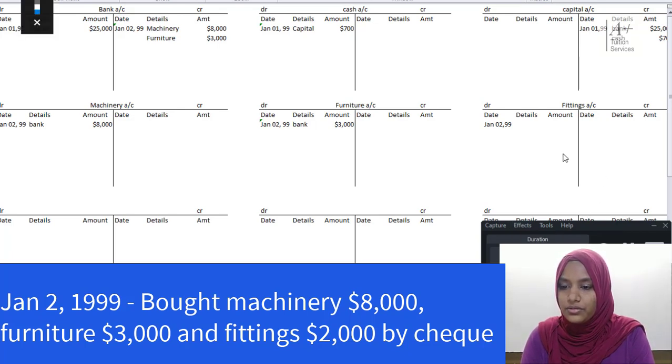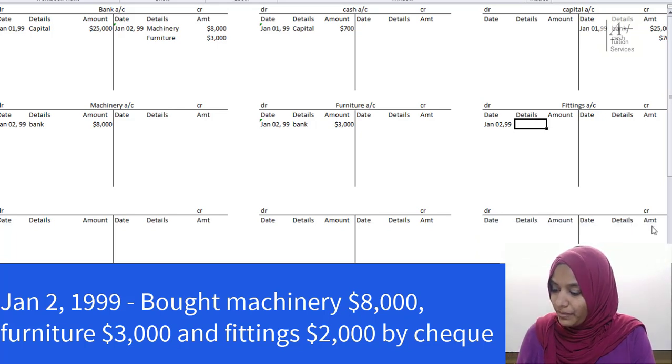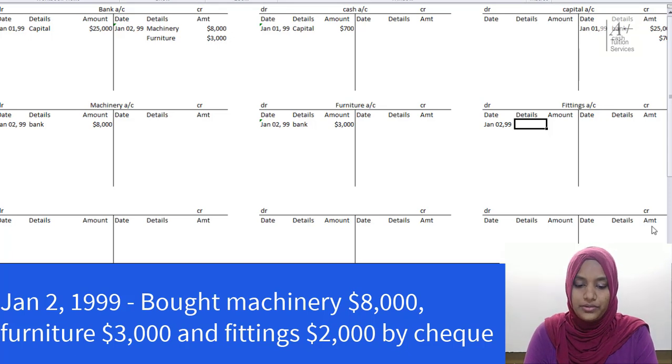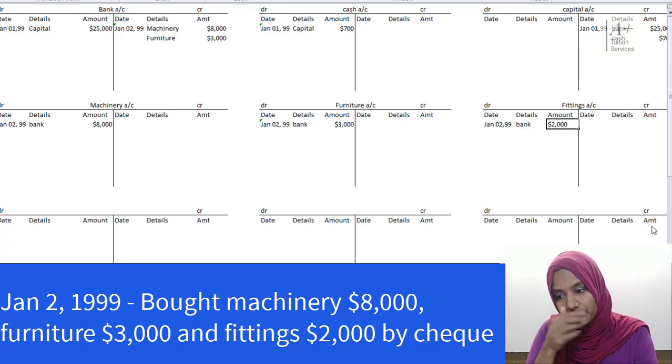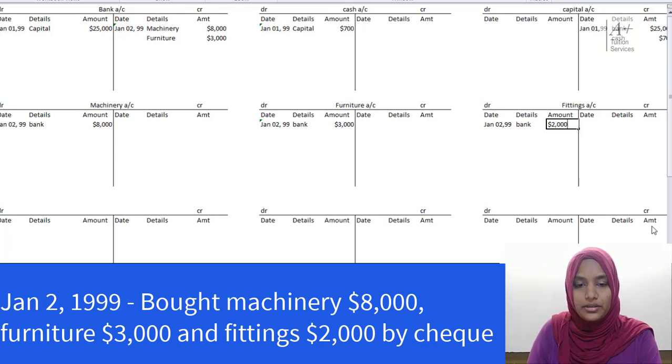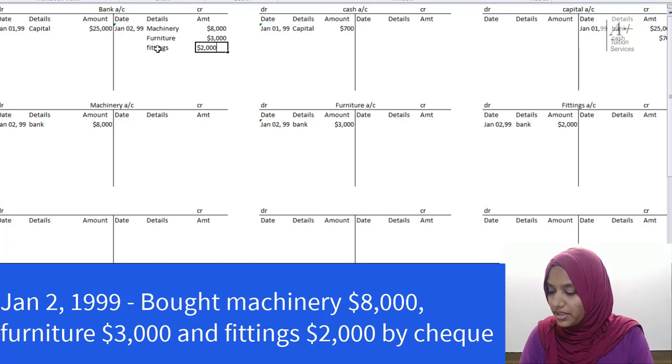So January 2nd, 99, we have fittings of $2,000, right? So we're going to bank again because we're using this via check, $2,000. Okay. Next thing we're going to do is put the corresponding entry in the bank account. So we have fittings, and fittings is $2,000.